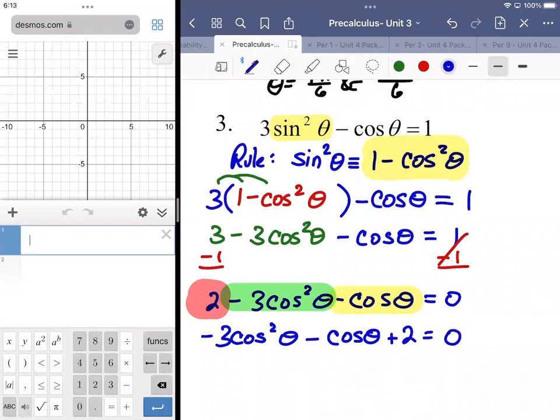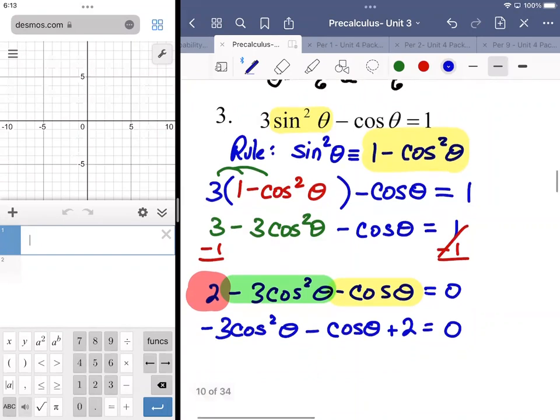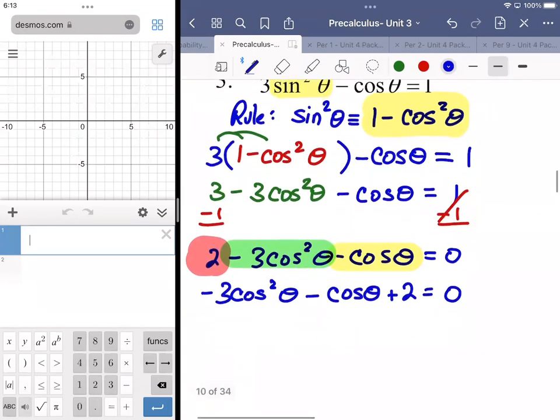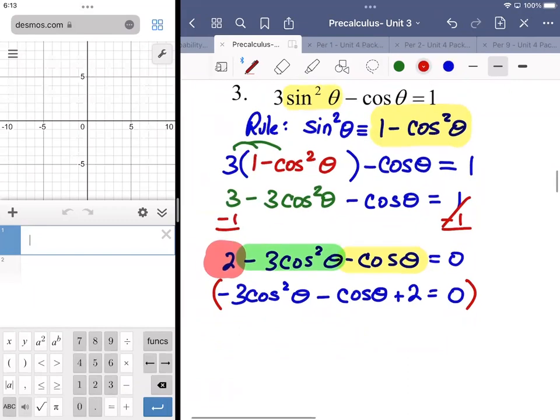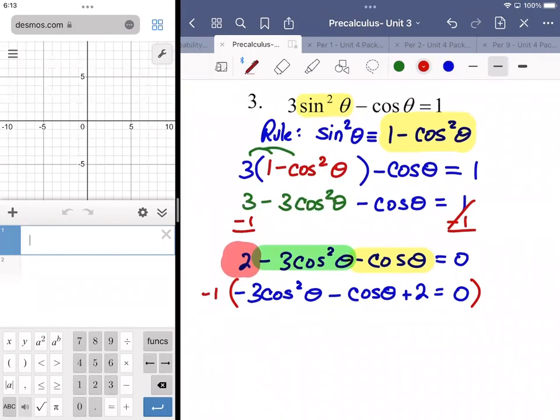Now, if you're looking at something that's factorable, then go for it. But it's not always obvious that it's factorable, especially when you have a leading coefficient that's negative. So what I'm going to do here is multiply the whole thing by a -1, just to make it a little nicer. So we'd be looking at 3 cosine squared theta plus cosine theta minus 2 is equal to 0.